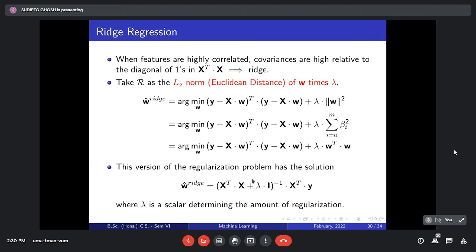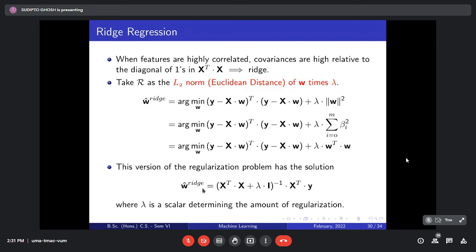And again, all of these terms are computable. You can calculate X transpose X from the data itself, and X transpose Y from the data itself. Lambda is something you have to experiment with. It is a scalar that determines the amount of regularization. And then we come up with this updated model of linear regression, where the parameters are this term right here. This is the ridge regression solution.